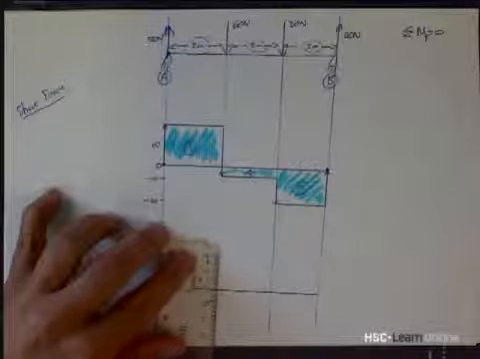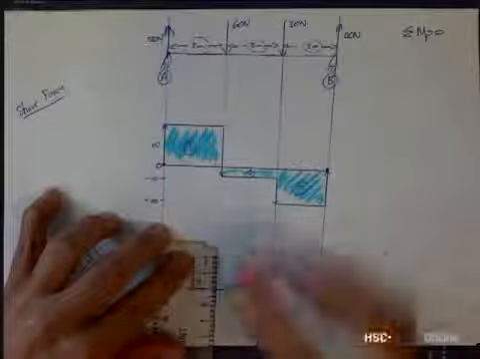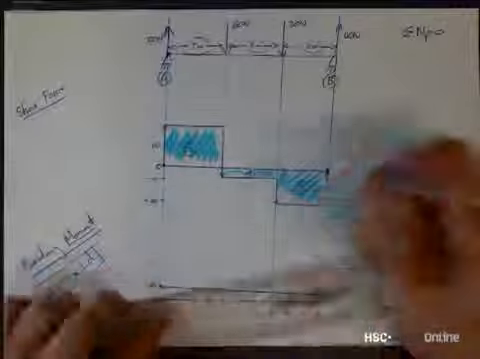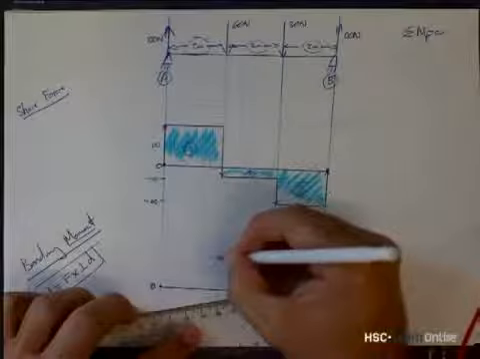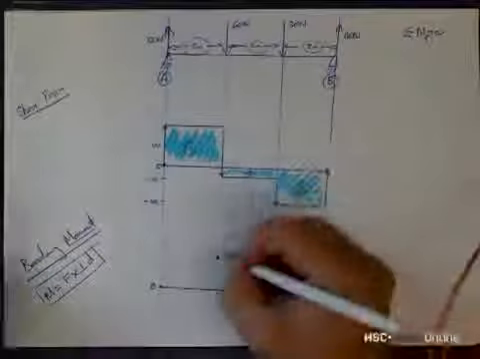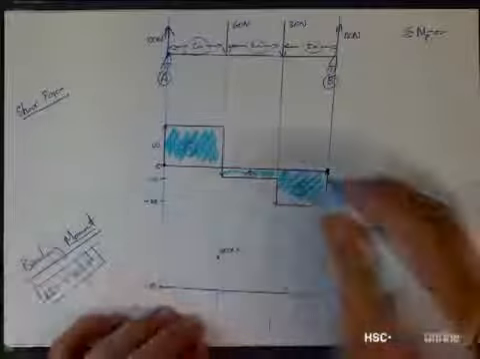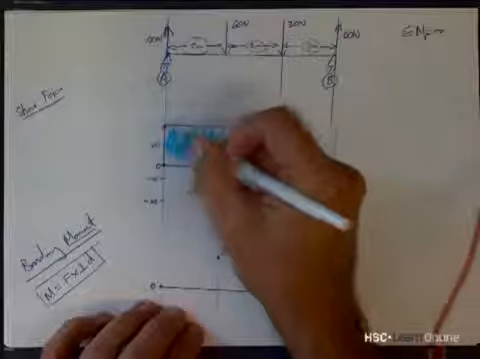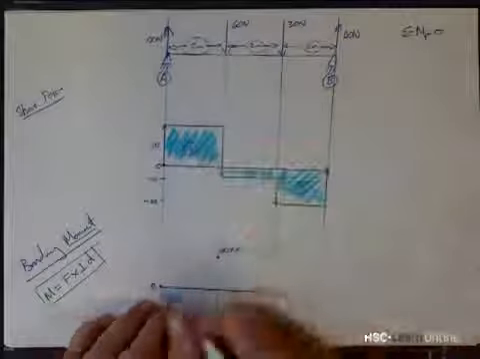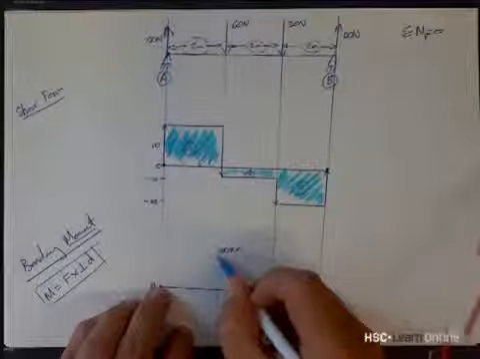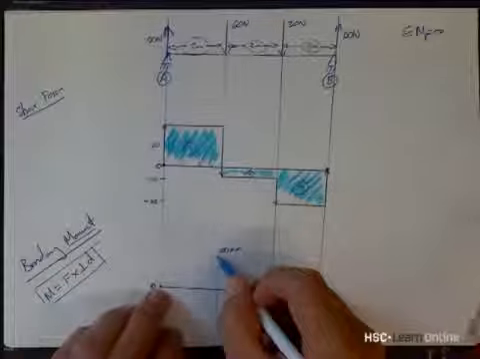Let's do another scale: 2 centimeters equals 100 Newton meters. So I'm just putting a dot over here to say this is 100 Newton meters, meaning this area over here represents 100 Newton meters of bending moment.